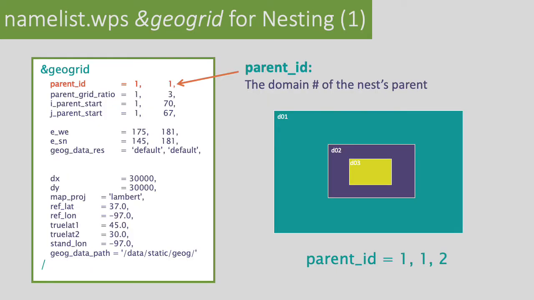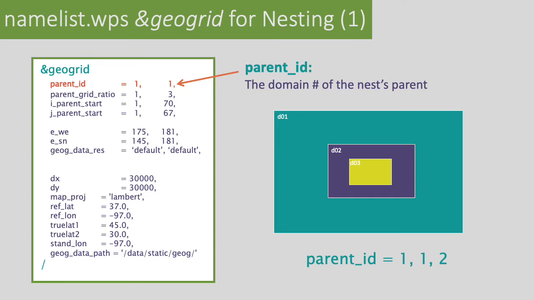Here we have the GeoGrid section of the namelist. The first thing you'll need to set is the parent ID, which identifies each domain's parent. Just to show this more clearly, on the right, we are showing a 3-domain example. Parent ID is set to 1 for the outer domain because it has no parent. It is its own parent.